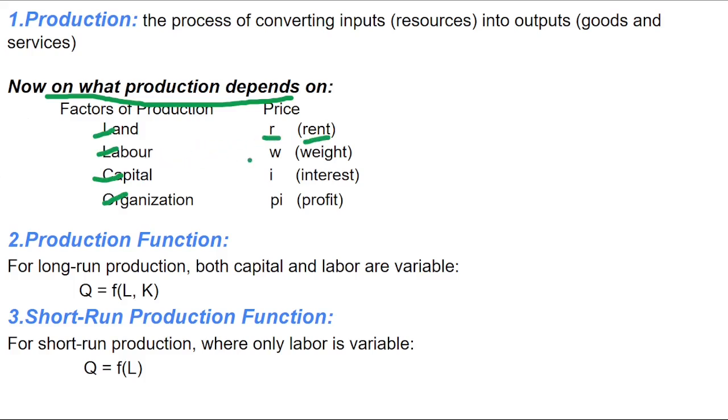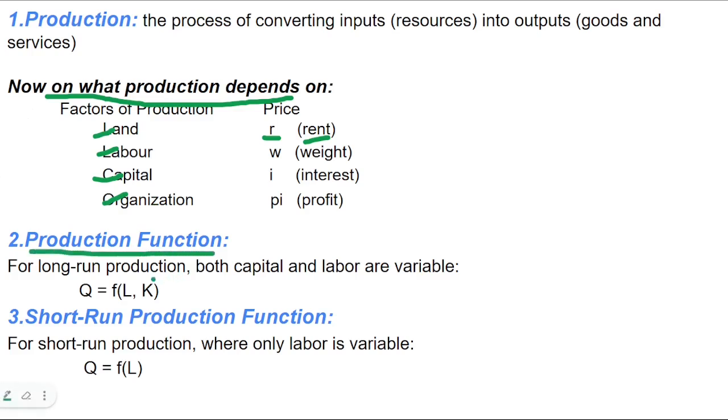Price for labor is wage, and the symbol for it is W. Price for capital is interest, we symbolize it as I, and price for organization is profit, and symbol for this is pi. Now we'll talk about production function.